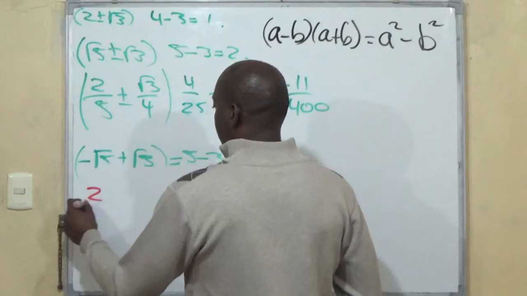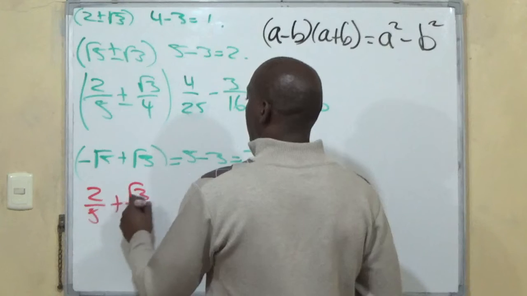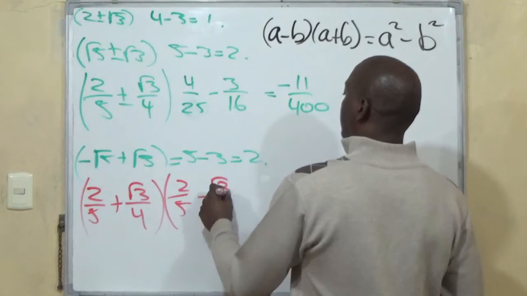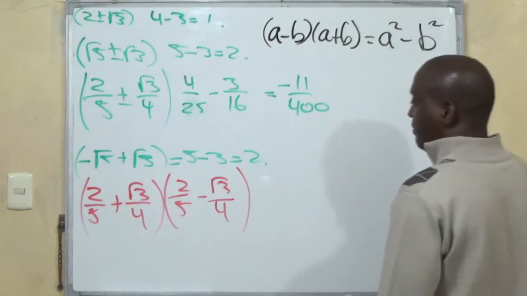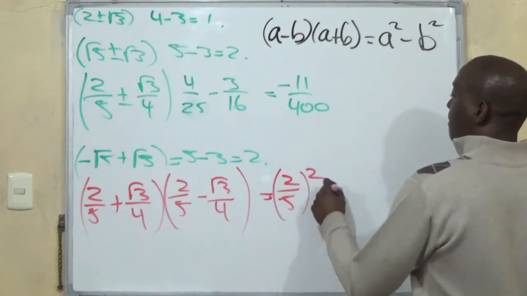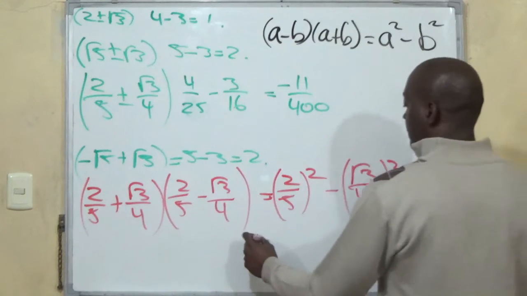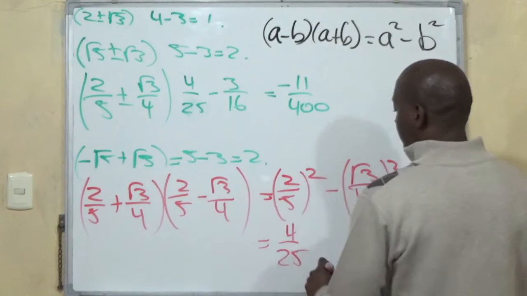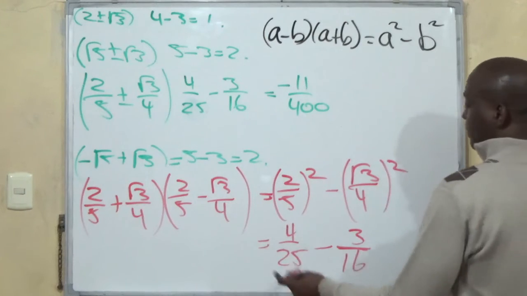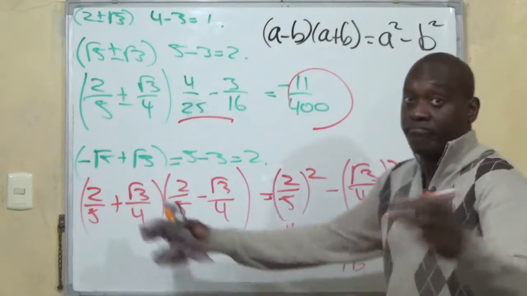2 over 5 plus root 3 over 4 multiplied by 2 over 5 minus root 3 over 4. Again, same difference of 2 squares. Watch it now. 2 over 5 squared minus root 3 over 4 squared, which is 4 over 25 minus 3 over 16. Alright, and then you work it out. You reach here with the difference of 2 squares, and then you work it out. And you get that.